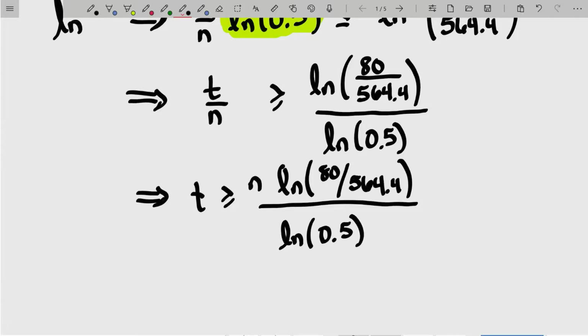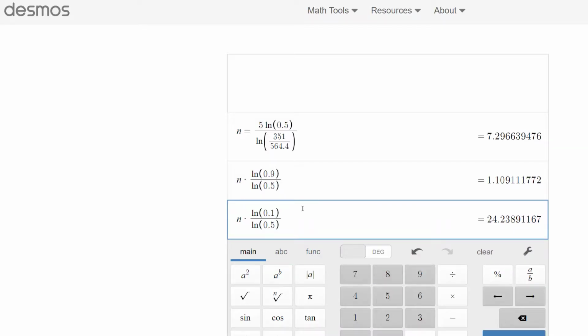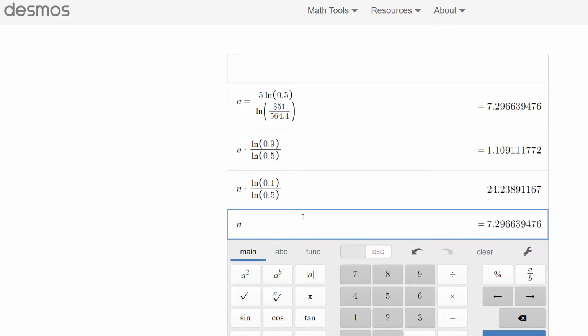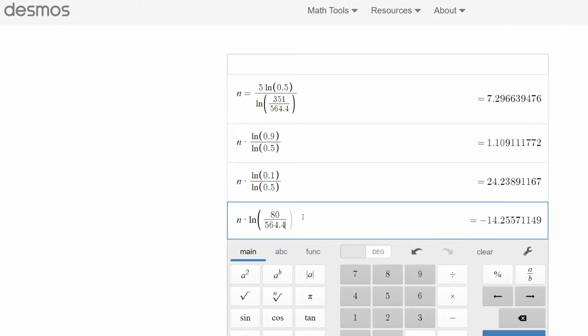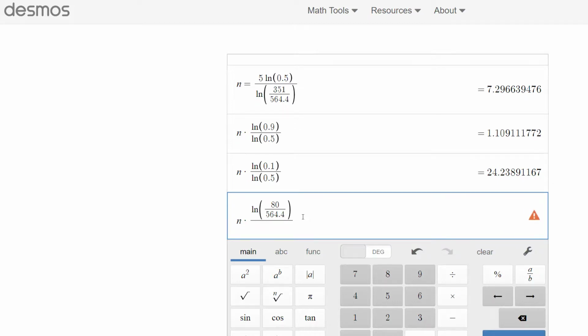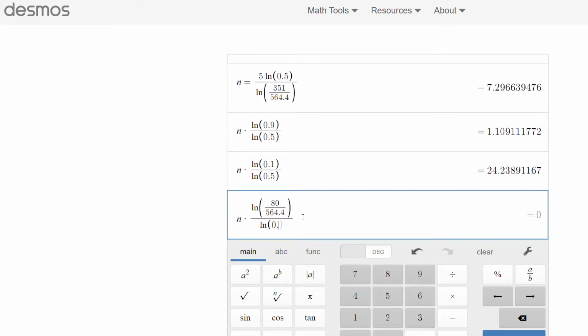So let's go ahead and go to Desmos and figure out what this time value is. There's all our previous work right there. Let's see, we want n times the natural log of 80 divided by 564.4. Hop outside that natural logarithm and then divide that by the natural log of 0.5. And you could see it's 20.6 hours.